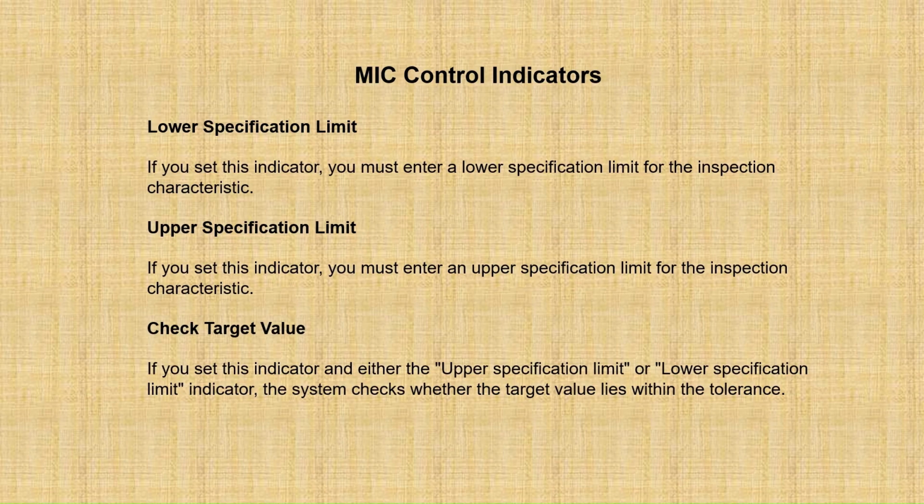If it is a measurable MIC, which is a quantitative MIC, then we specify the limits, like what will be my lower limit or what will be my upper limit for that particular MIC, if it is say length or width. If we select this checkbox target value, then it is checked whether the target value is coming within the specification of upper and lower limit or not.